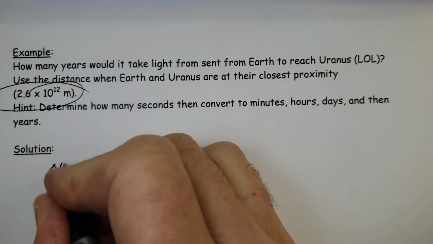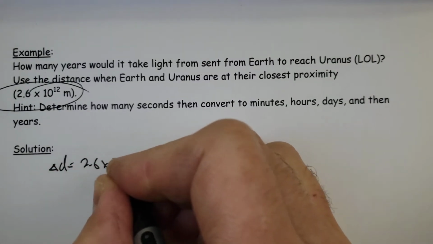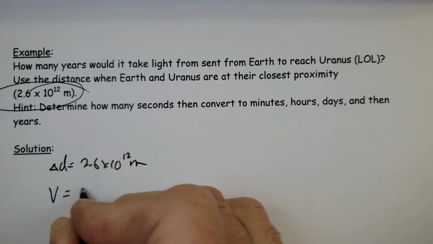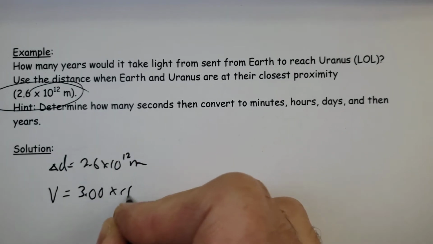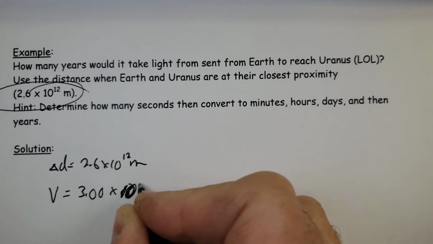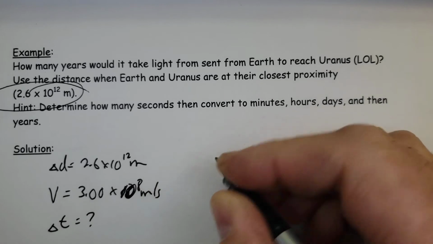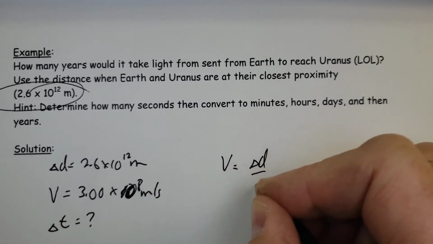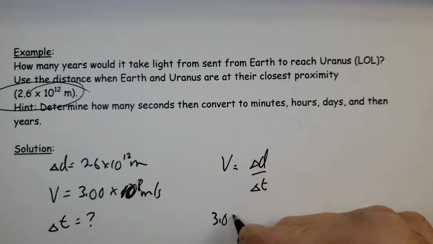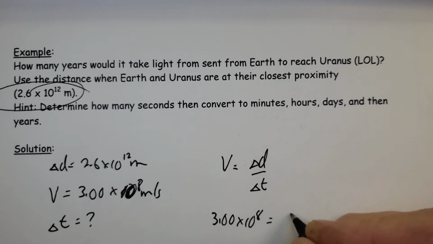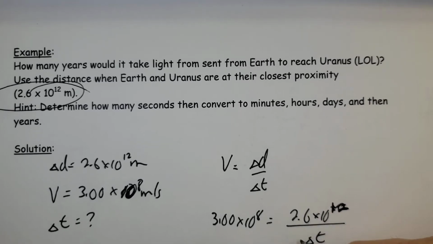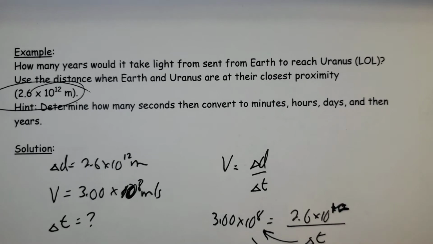So the distance is 2.6 times 10 to the 12 meter sticks. V, of course, is 3.0 times 10 to the 8. Oops, that's 10 to the 8 meters per second. And we are looking for T. So V equals D over T. So 3.0 times 10 to the 8 equals 2.6 times 10 to the 12 over T. Ooh, that's messy. There we go. And of course, rearranging this equation to solve for T, this is how we do it.